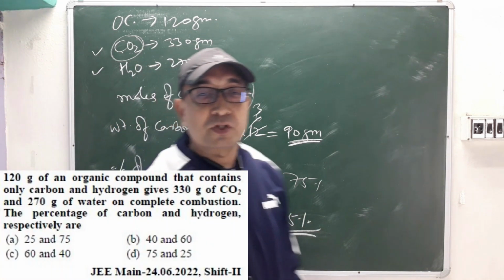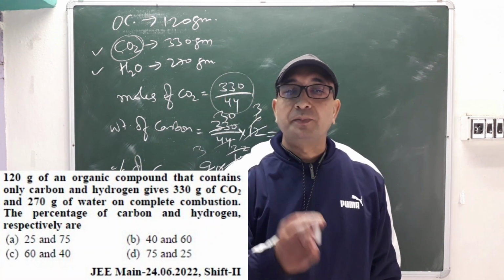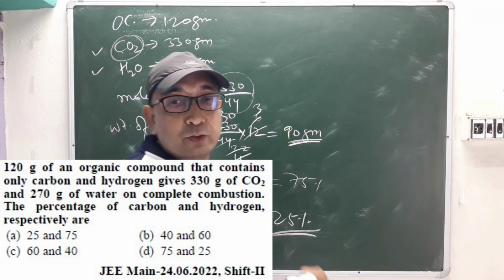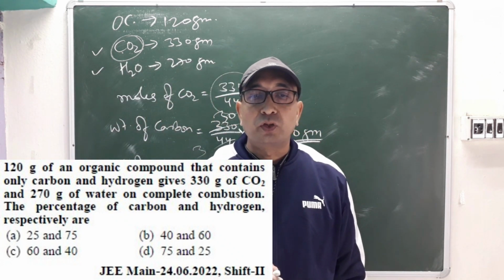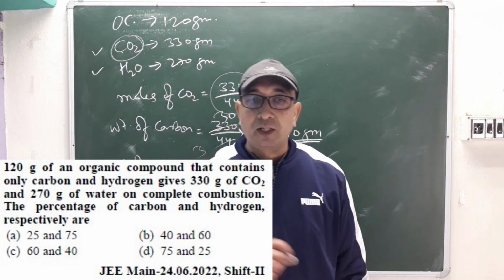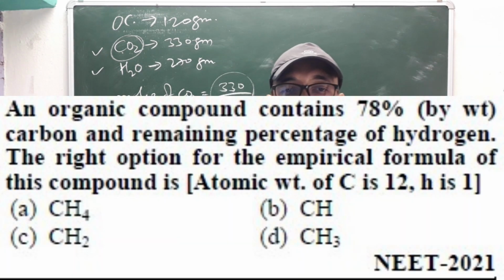So now see the options, they are given as carbon and hydrogen respectively, right? So carbon will be 75% and hydrogen will be 25%. So option D will be your correct answer, right? Option D will be your correct answer. Now the next question we will have, this question was asked in NEET 2021, right?